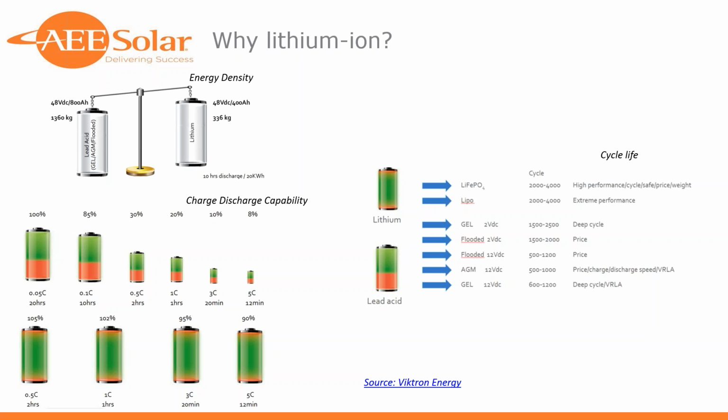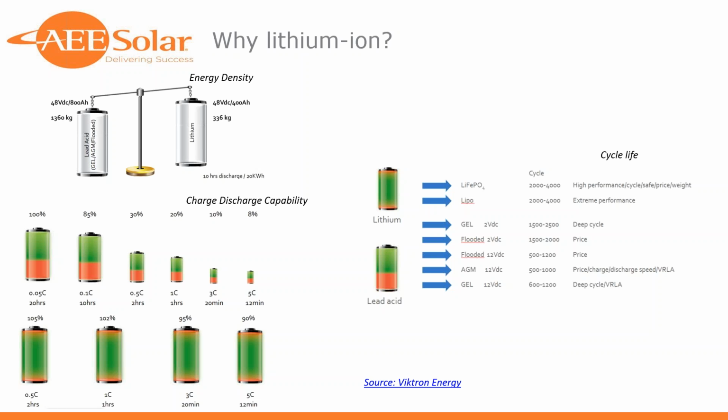So you don't necessarily want to plan your system around a 5 C 12-minute rating. That's going to be more for things like hobby equipment, or UPS type batteries. But even at a 1 C rate, you're still getting the full usable energy out of that battery. That's really the reason.